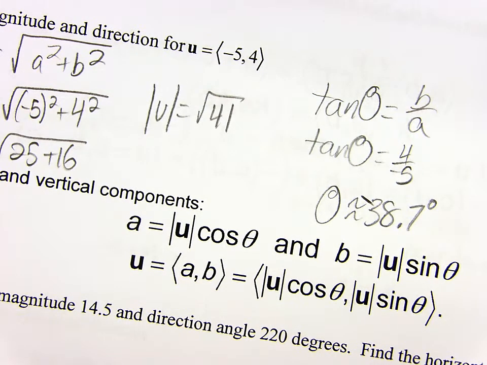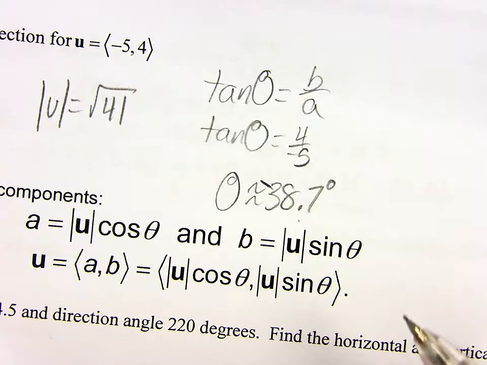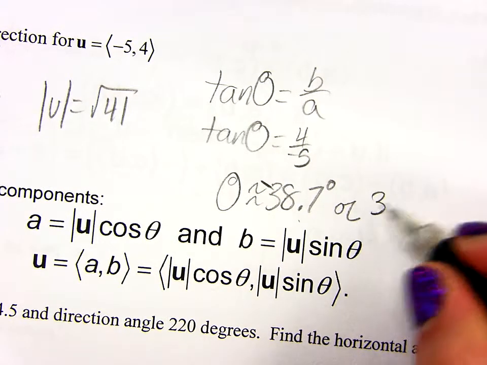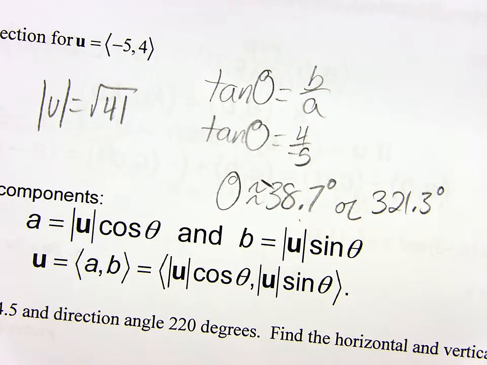How do you find it? You just add 360 to this. So that is the same thing as 321.3 degrees.